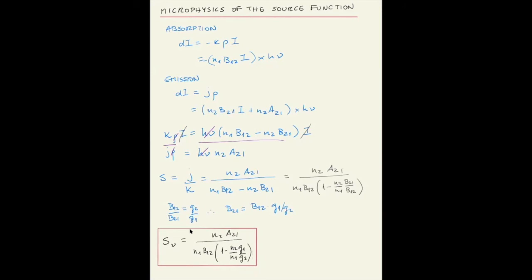You can see that when you have thermal radiation, the levels then obey the Boltzmann law. You have n1 equal to n2. And substituting these energy levels, then the source function becomes the Planckian.